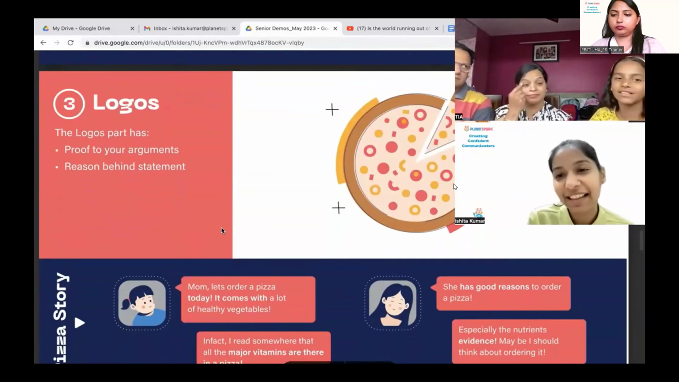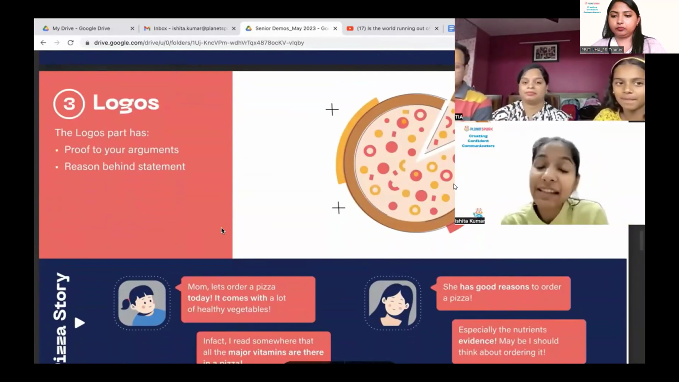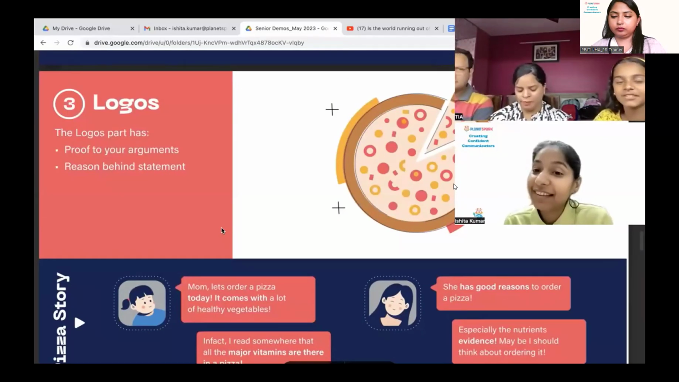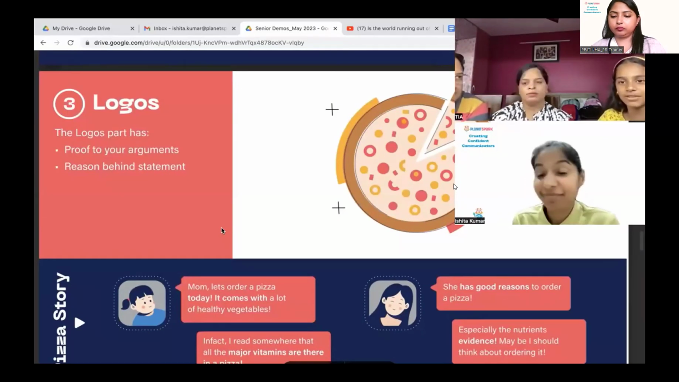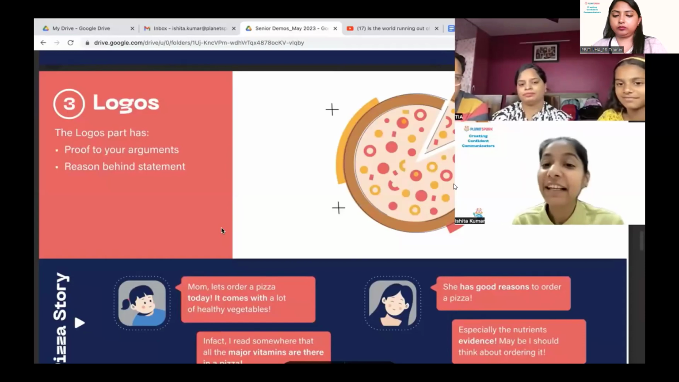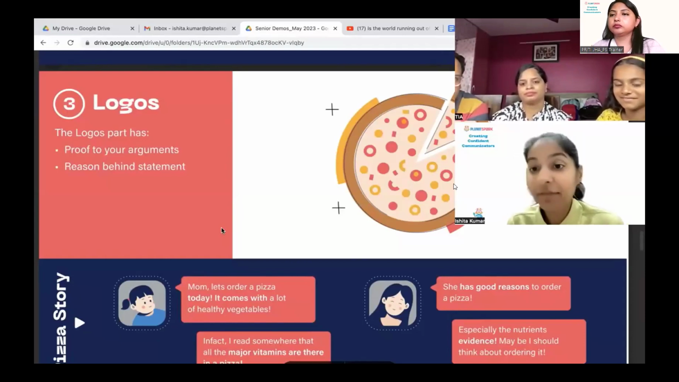Maybe because it's healthy. Okay. But pizzas are usually unhealthy. So what more can you say to make it sound like it is healthy? That it has really good vegetable toppings on it. Yes, very good, right? So now you are giving a good reason why it is healthy, right?